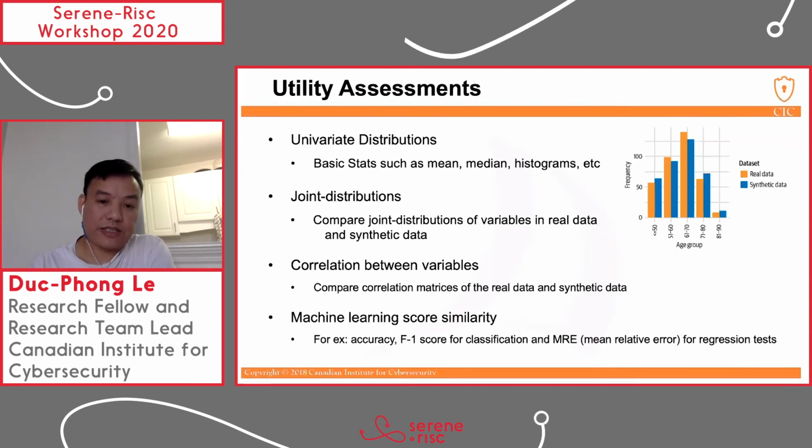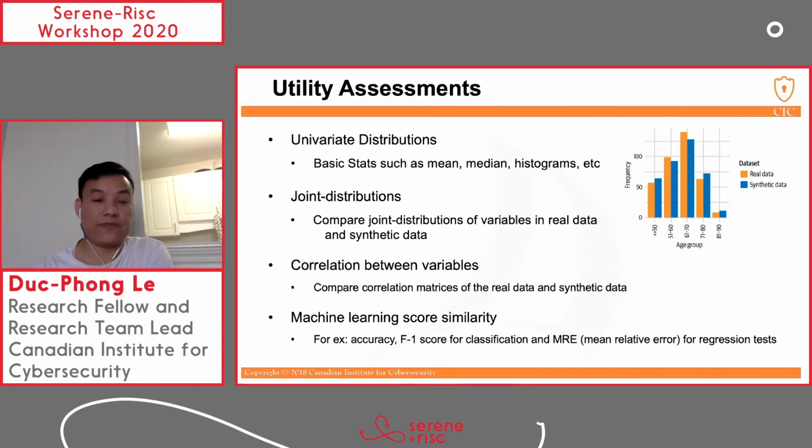For machine learning score similarities, we can use scores such as accuracy and F1 score for classification problems, and we can use the mean relative error for regression problems.